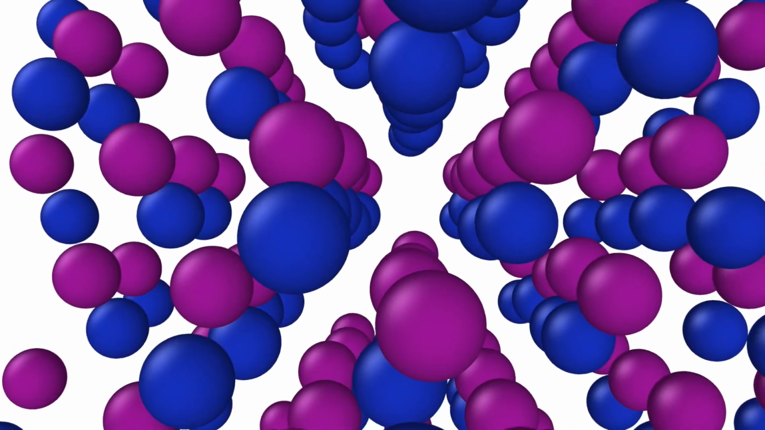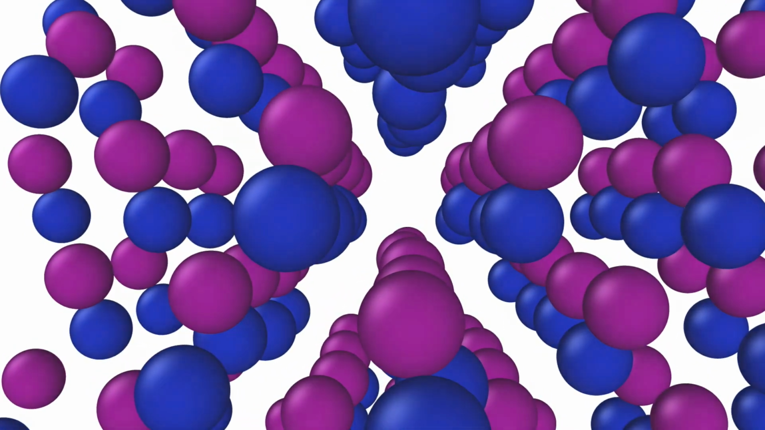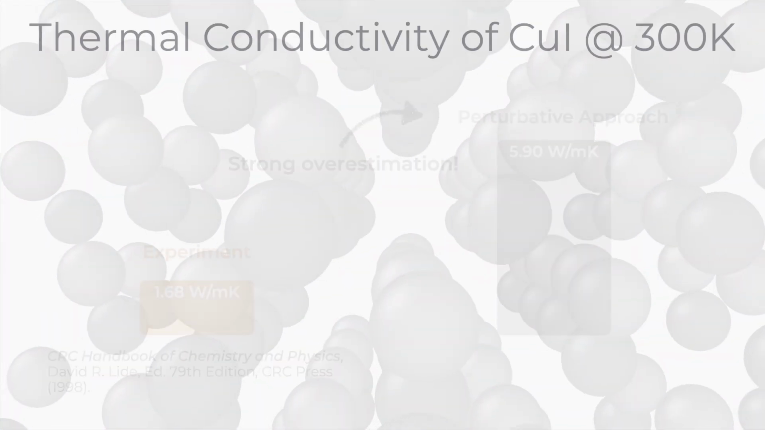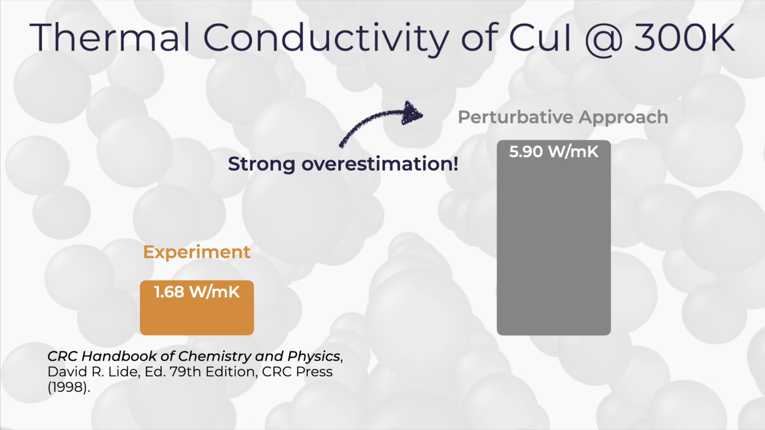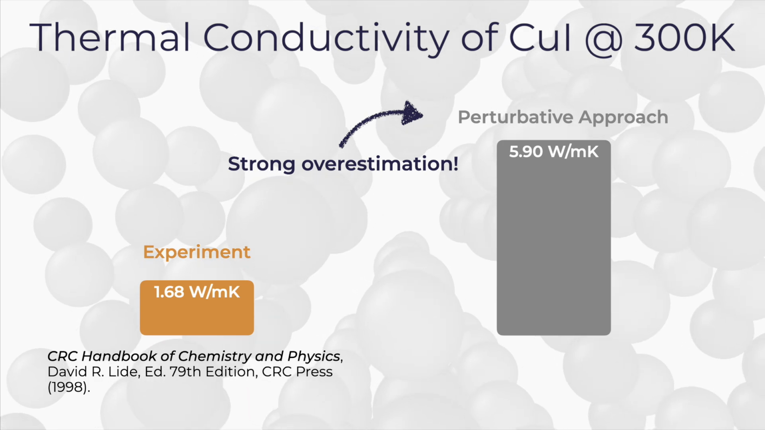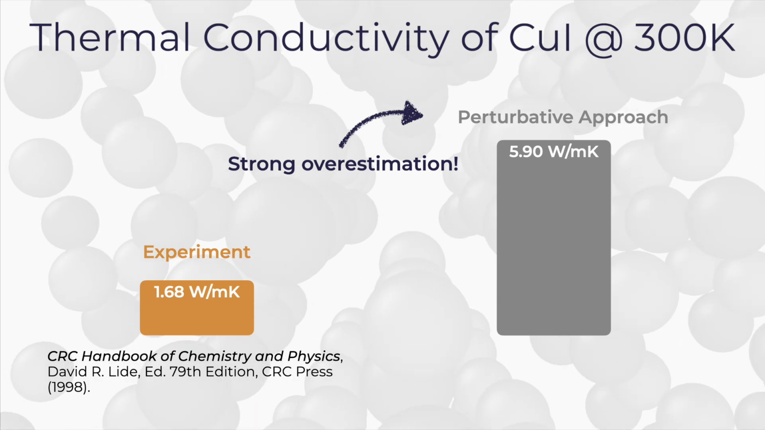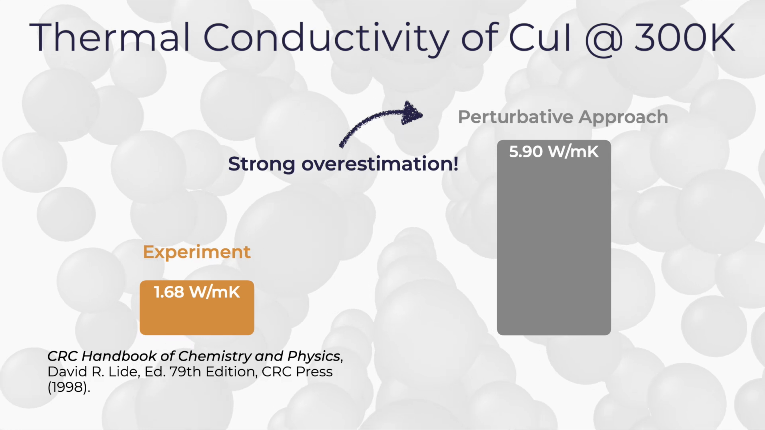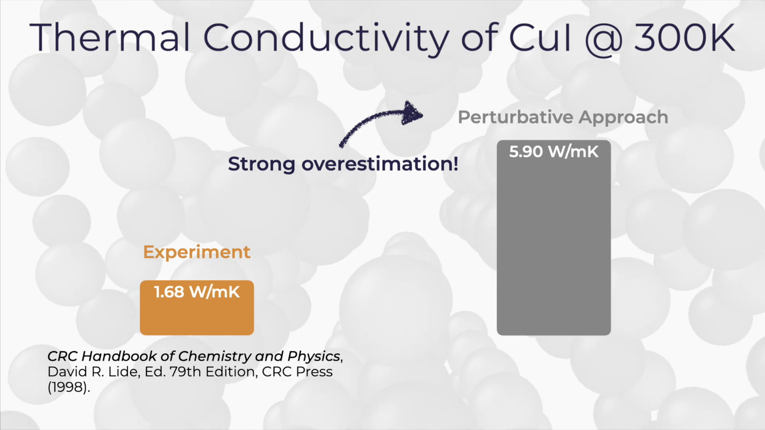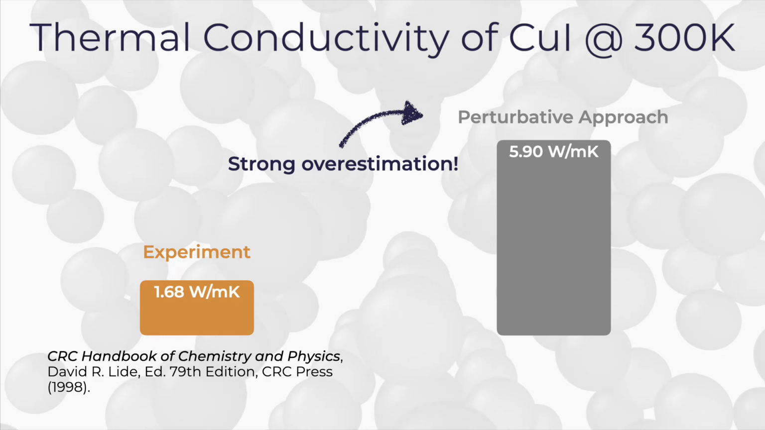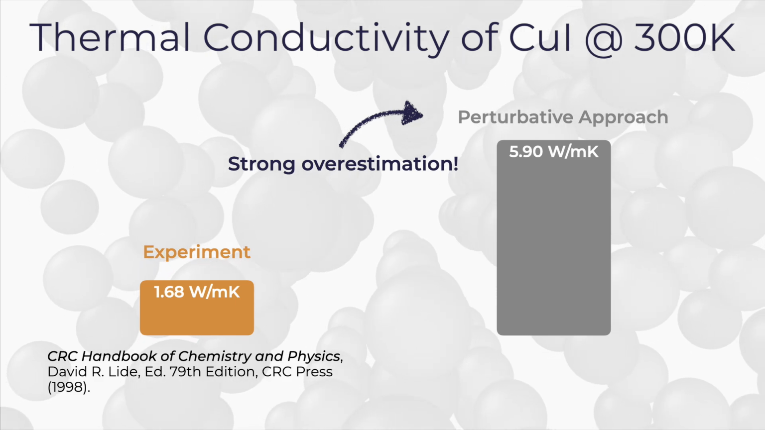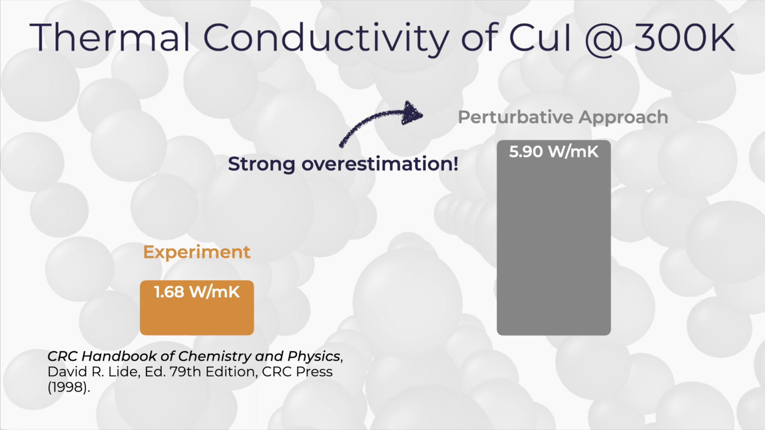Let's look at what this specifically means for thermal conductivity. When we calculate the thermal conductivity of copper iodide using the Boltzmann transport equation, we get a value of around 5.9 Watt per meter Kelvin. The experimental measurement, however, shows that we should get a value of around 1.68 Watt per meter Kelvin. That's a drastic overestimation of the experimental value by more than 350%.